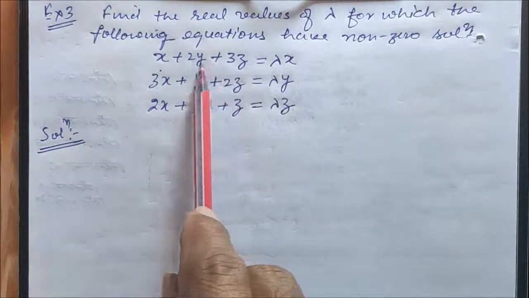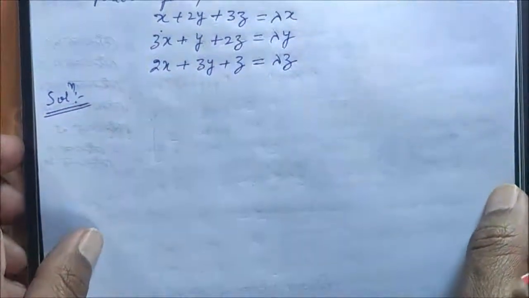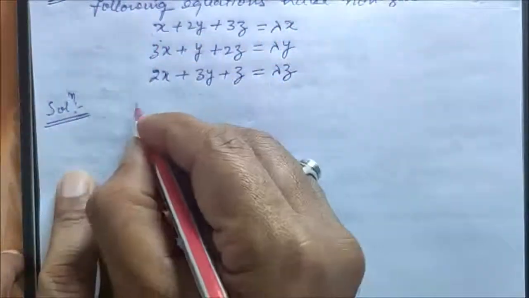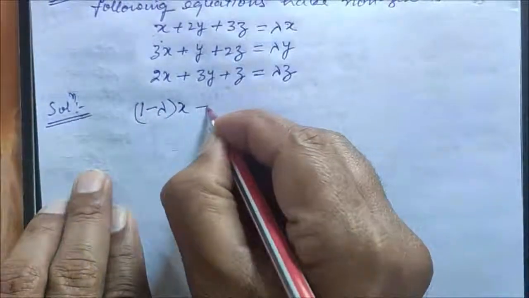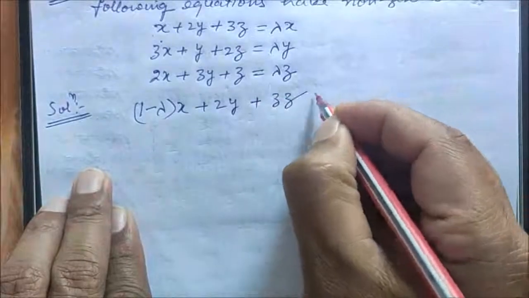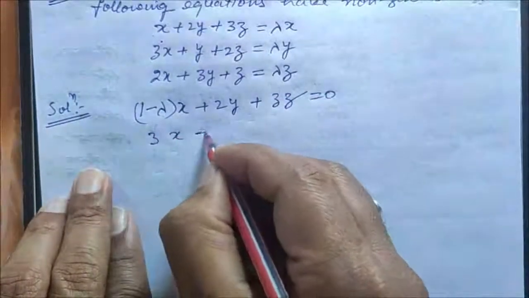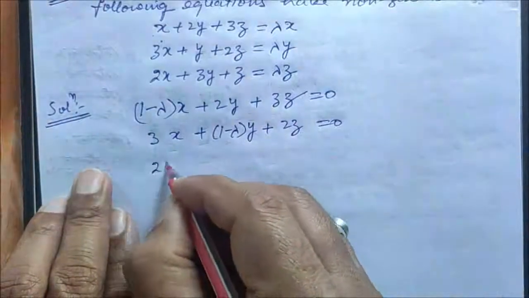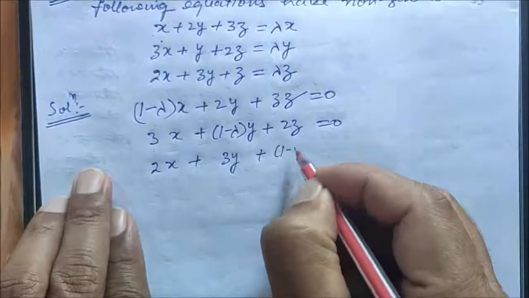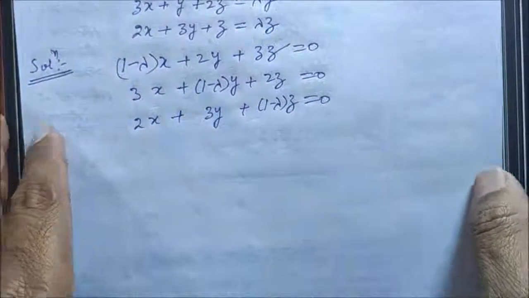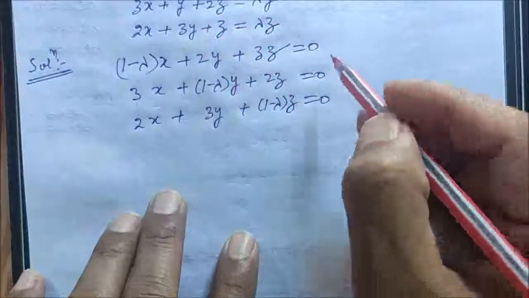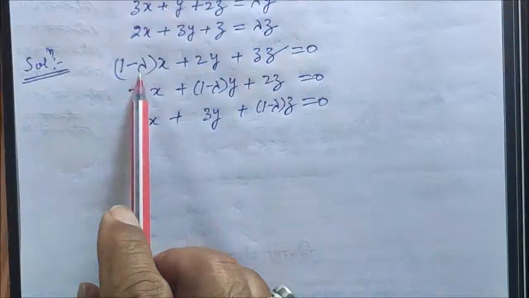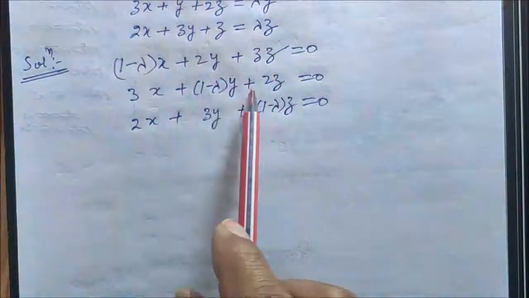So we take these terms to the left hand side, and the equations become: 1 minus lambda x plus 2y plus 3z is equal to 0. The second is 3x plus 1 minus lambda y plus 2z is equal to 0. And 2x plus 3y plus 1 minus lambda z is equal to 0. So the equations reduce to this form, and these are homogeneous linear equations. Now the question is that we have to find those values of lambda for which these equations have non-zero solution.